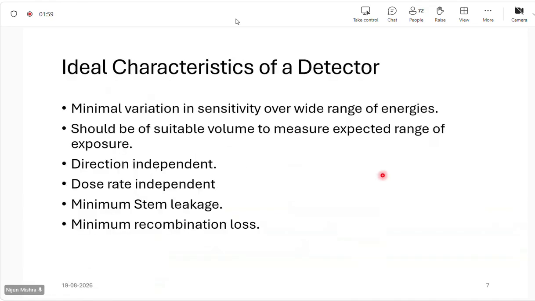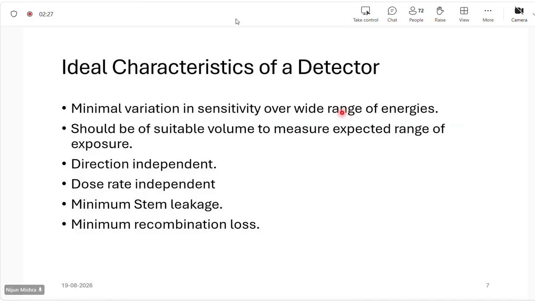So one detector should have some characteristics so that we can say that yes, it is useful for our particular application or not. For dosimetry purposes, in our hospitals or in our day to day life, we use detectors for dosimetry. So for that, it should have certain characteristics. First, it should have minimal variation in sensitivity over a wide range of energies.